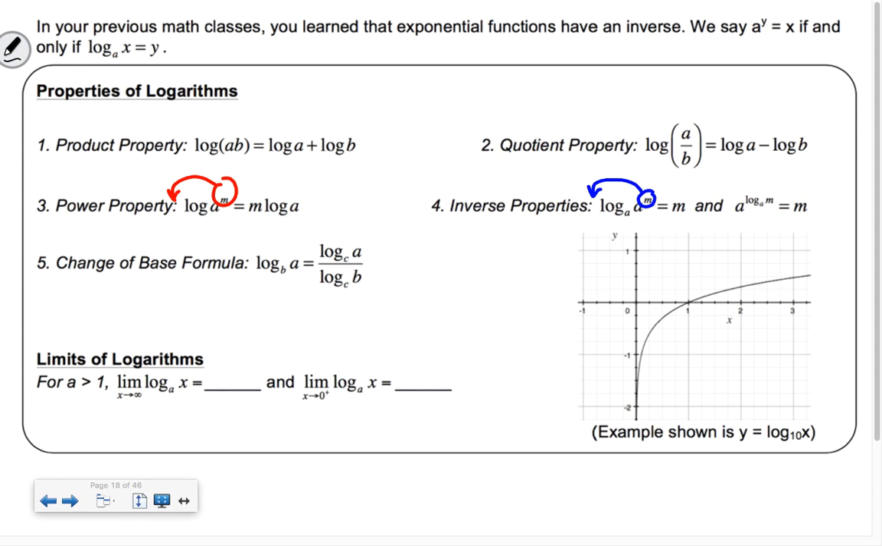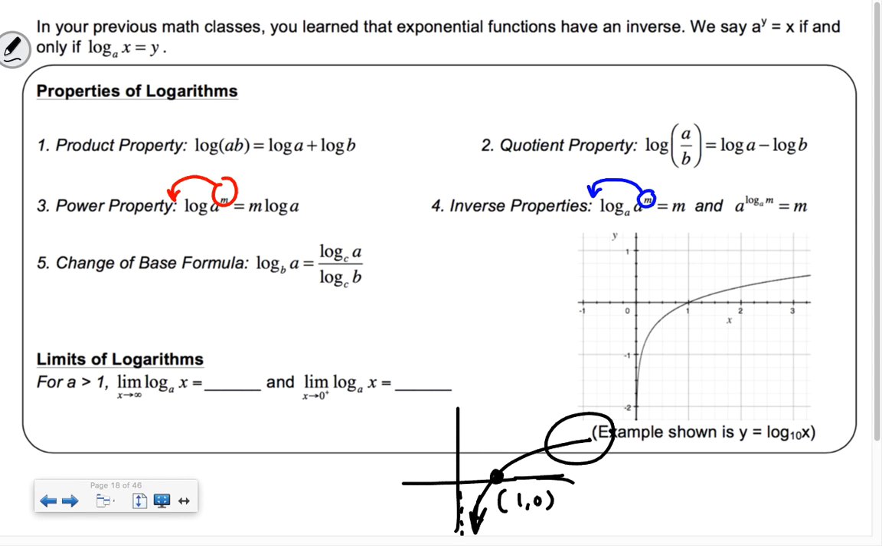All right. And then the change of base formula just says you can change a logarithm to any base. Usually we change to base 10 or natural log, so we can use our calculator. And then limits, so you can use a picture of a logarithm. Logarithms look like this. They go through the point 1, 0, just like exponential functions go through 0, 1. They have a vertical asymptote. They do not have a horizontal asymptote.